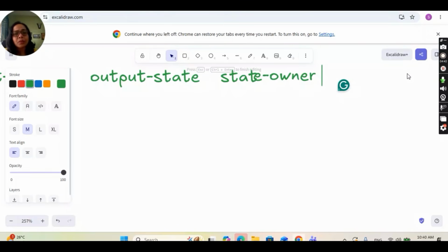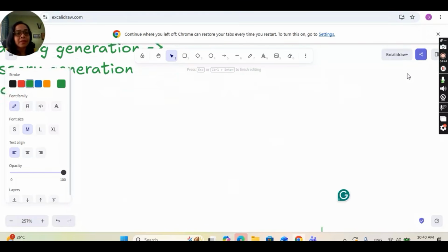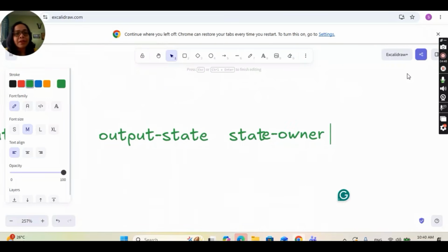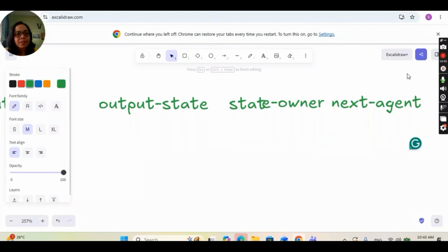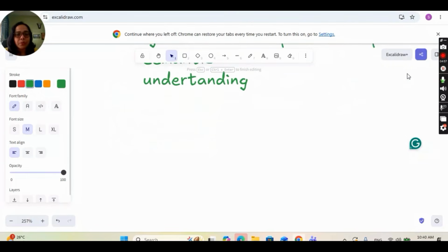And the next agent, what is the next agent? It's the semantic validation agent. So next agent, you just write down this table and prepare for all the agents. This is the homework for you tomorrow.